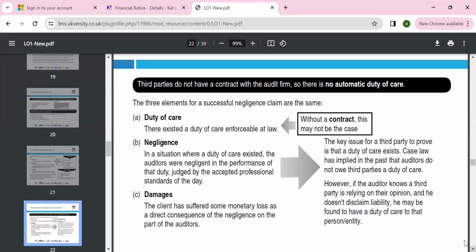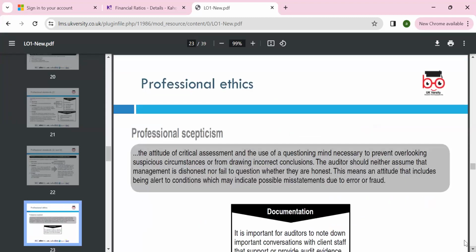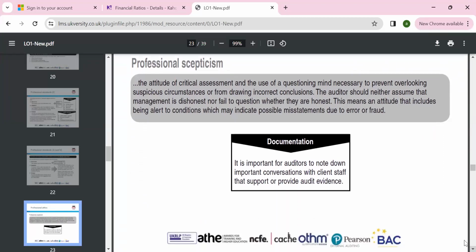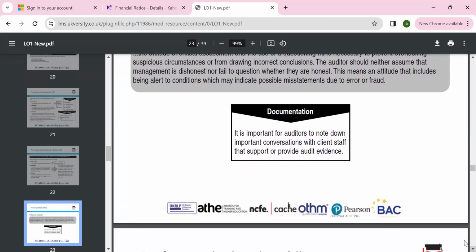The case law implies the past auditor does not owe the third party a duty of care. However, if the auditor knows the third party is relying on their opinion and doesn't disclaim the liabilities, a duty of care may be found, which means we need professional ethics. We need the right attitude, critical assessment, a questioning mind, which is crucial. Overlooking suspicious circumstances is a risk, so we need to make sure we get all the key evidence to draw your final conclusion. So documentation is important.